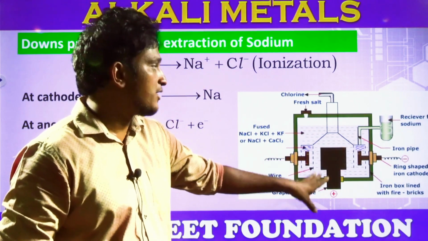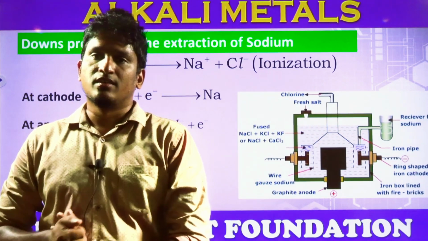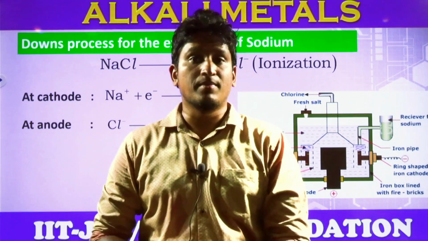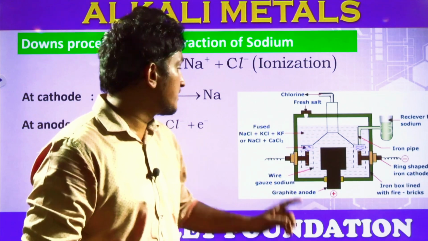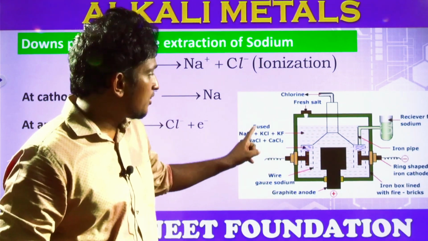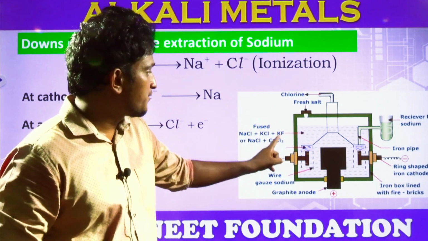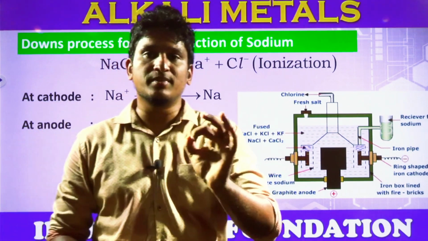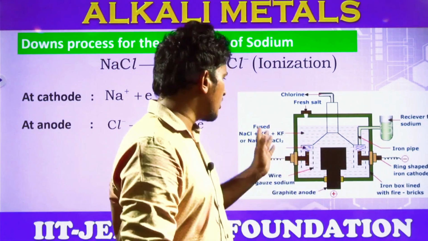We have a graphite anode, taking the electrolyte of sodium chloride, but it is not pure sodium chloride, students. It's a fused sodium chloride with potassium fluoride or calcium chloride. Fused means molten state. So why all these combinations?